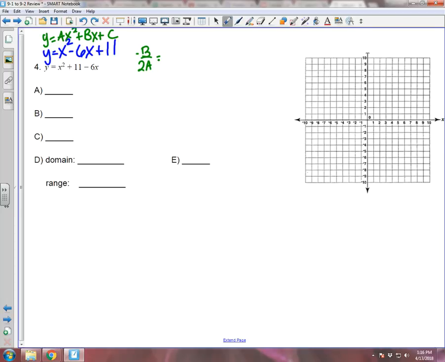Okay. So 2 times what's the a? Okay, so this is really 6 over 2. What's 6 over 2? Wonderful. What am I going to do with that 3, folks? Okay.